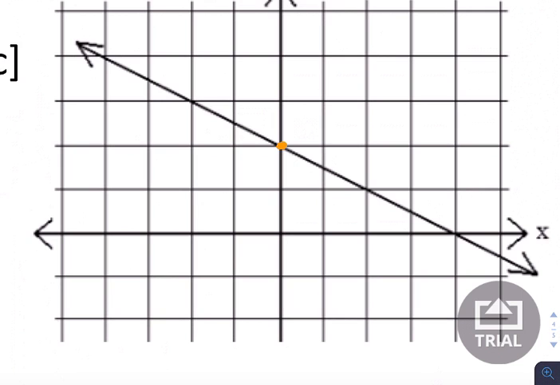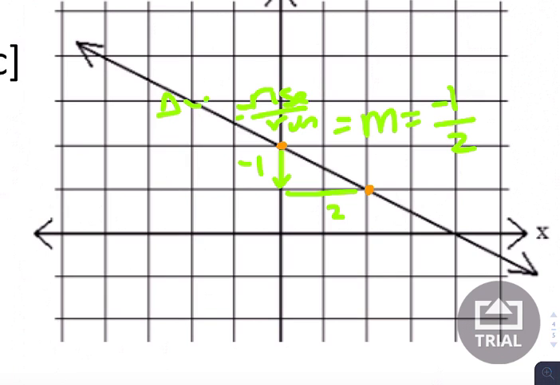So this entails really just taking a couple of good points at some intersections and looking at the steps. To get from point 1 to point 2, we have to go down 1 unit, and then we have to go over 2 units. That means our slope has to be negative 1 over 2, because we know the slope is rise over run, or change in y over change in x.